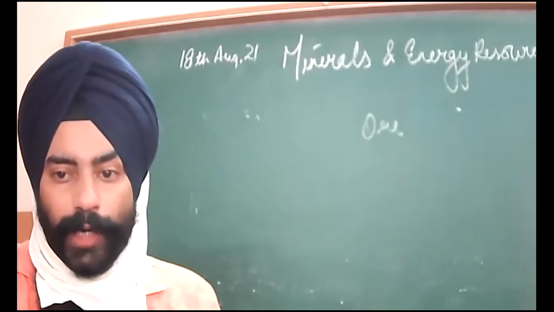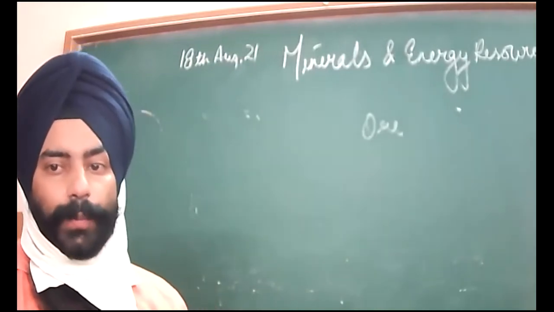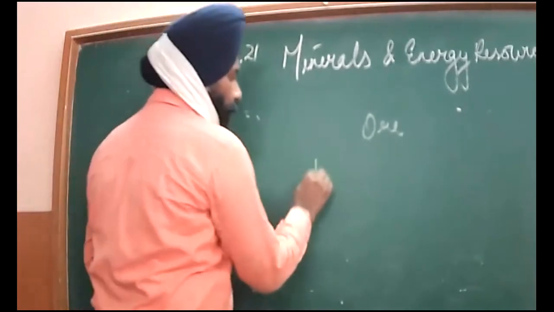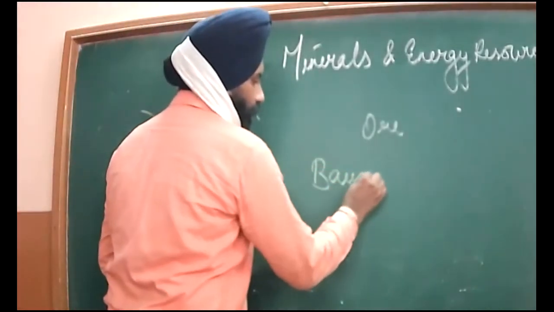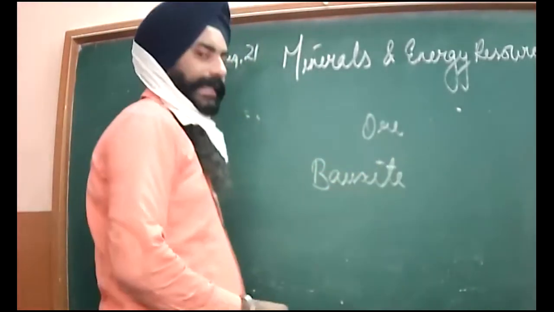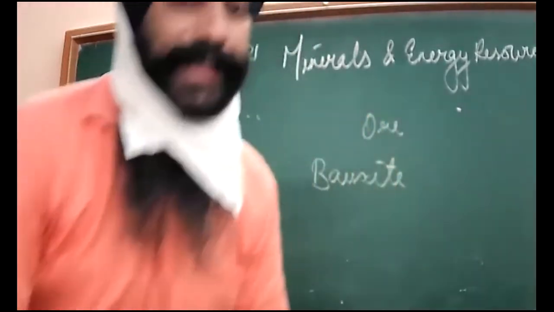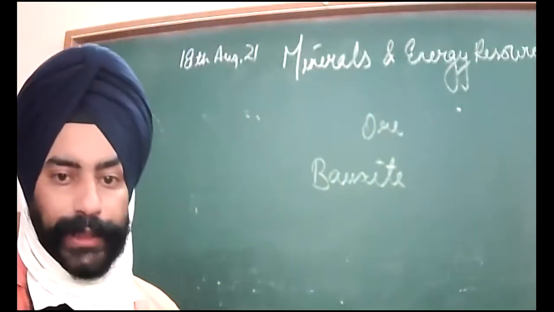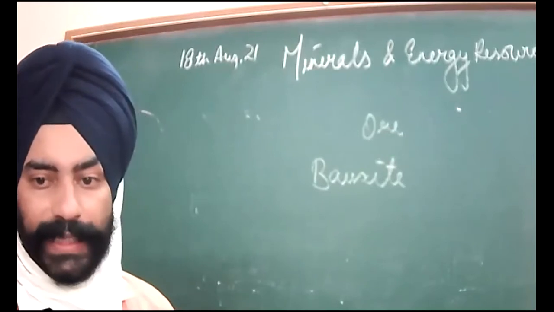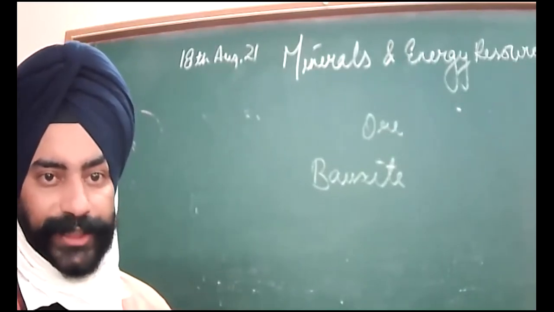Bauxite is an ore of aluminium. Same as petroleum, petrol, and diesel, they are extracted from crude oil, kacha tel.